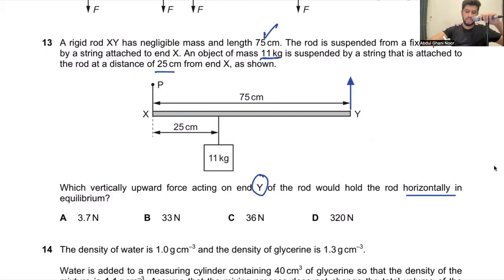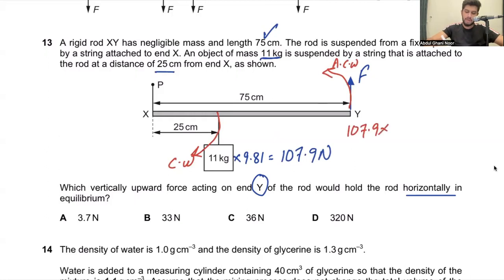ये force कितनी होनी चाहिए? ये force इतनी होनी चाहिए कि ये इसको balance कर. ठीक है, ये फोर्स कितनी होगी? लेट्स फर्स्ट कन्वर्ट दिस इनटू force. So 11 multiplied by 9.81, and that gives me 107.91 newtons. Now I know for this to be in equilibrium, the clockwise moment should be equal to the anti-clockwise moment. So 107.9 multiplied by 25 should be equal to F multiplied by 75.